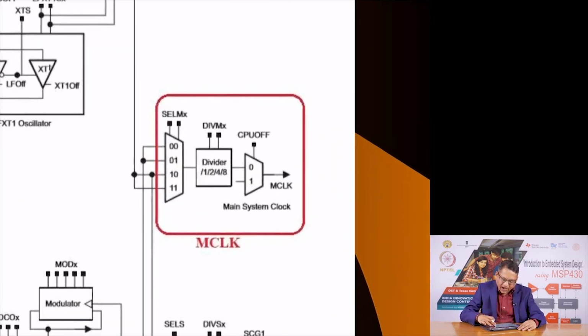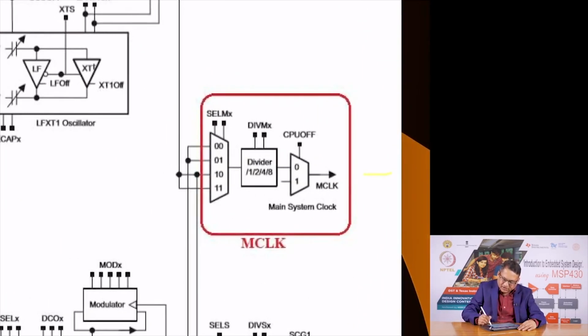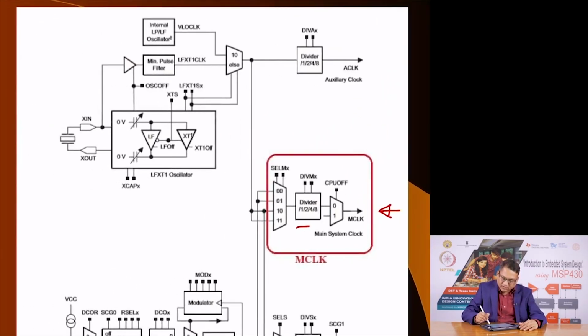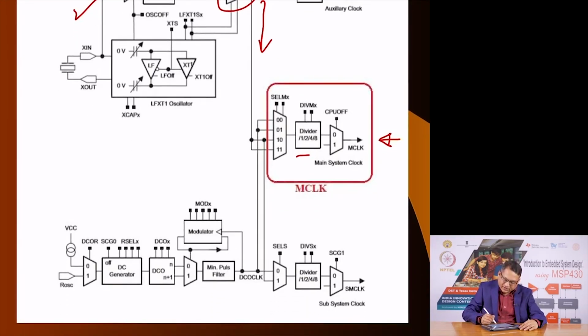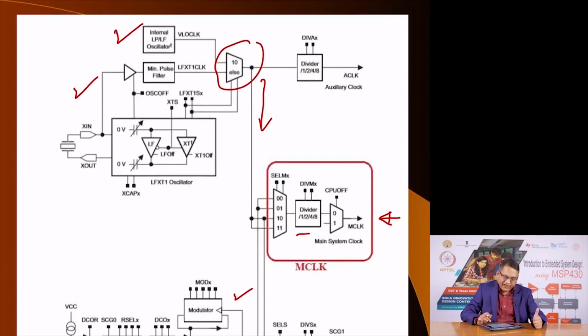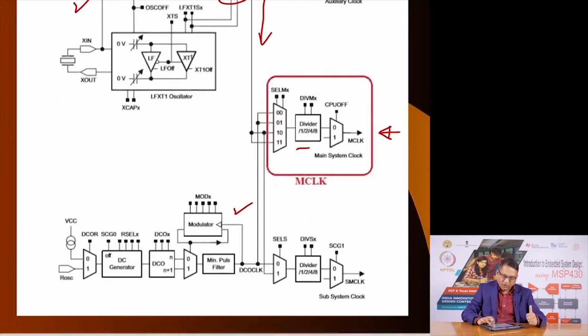This is the part where you are selecting the master system clock here, and as you see you have a divider which allows you to further divide the frequency. You have a multiplexer which allows you to select which clock source can be used. Master clock can come from here, and this itself allows you to select either the VLO or the low frequency crystal, and the other part of this multiplexer is being fed by the DCO. So, master clock can be derived out of VLO or low frequency crystal or DCO.